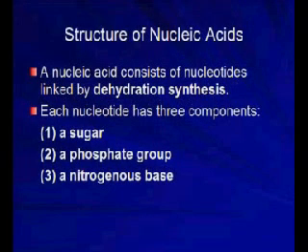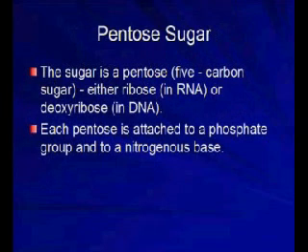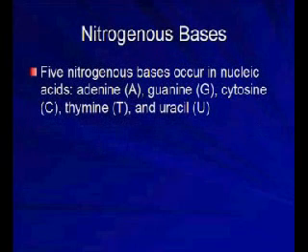Nucleic acid consists of nucleotides linked by dehydration synthesis. Each nucleotide has three components: a sugar, a phosphate group, and a nitrogenous base. The sugar is a pentose sugar, a 5-carbon sugar, either ribose in RNA or deoxyribose in DNA. Each pentose is attached to a phosphate group and to a nitrogenous base. Five nitrogenous bases occur in nucleic acids: adenine, guanine, cytosine, thymine, and uracil.